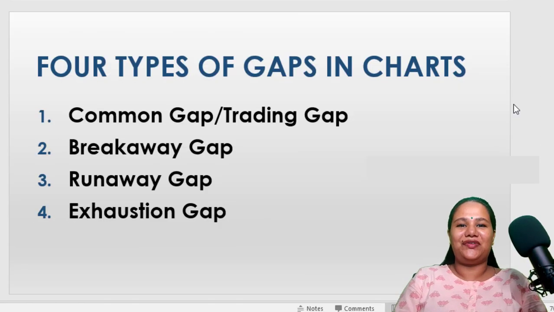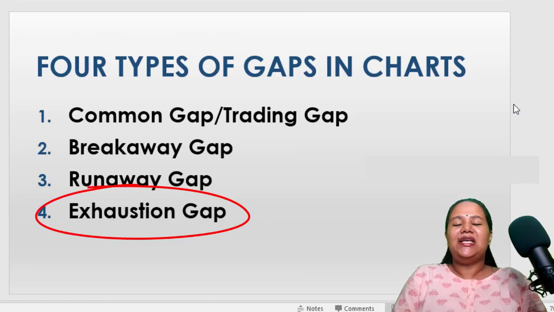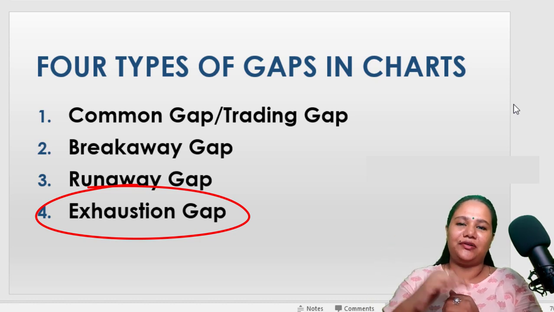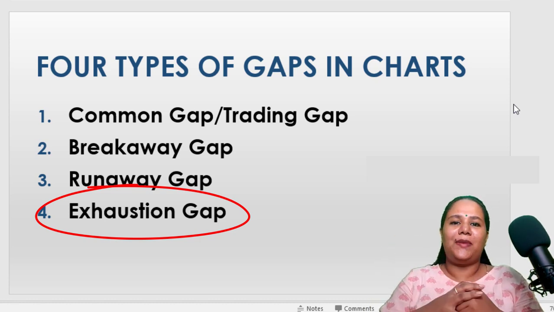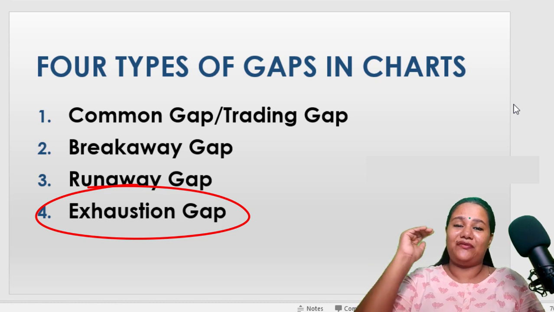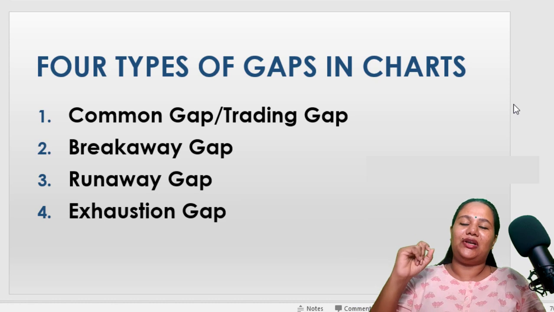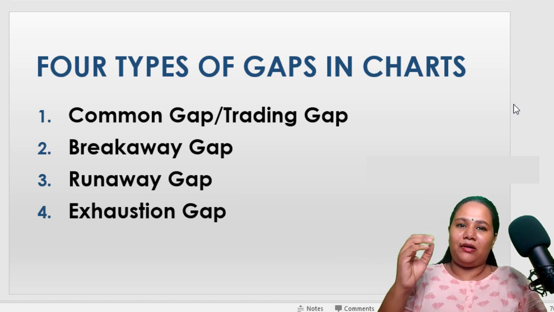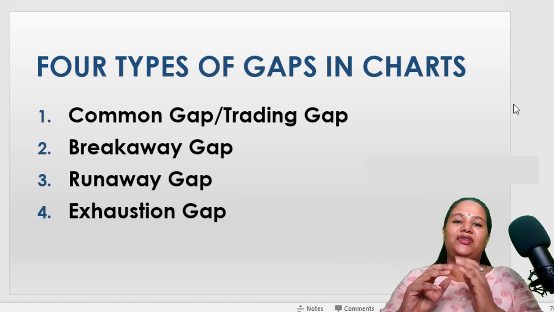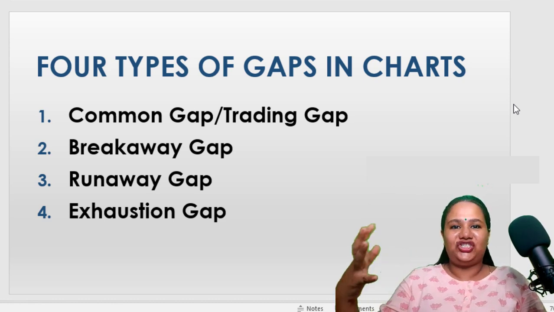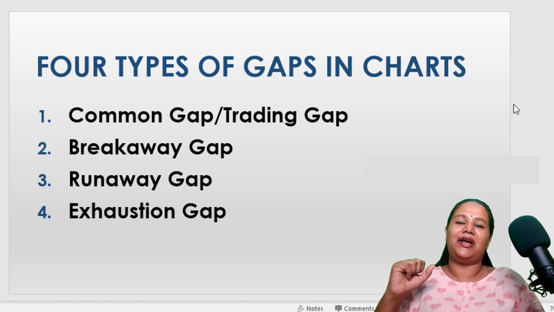The last type of gap is an exhaustion gap. An exhaustion gap usually indicates a trend reversal. Let's say a stock is very bullish and it's going higher and higher and higher. Suddenly one day there's so much buying interest. Even though the prices hit a very high level, suddenly there is this gap opening and that gap doesn't get filled. Usually when such a situation occurs, the very next day the bullishness completely changes and there is bearishness in the market for that particular stock.